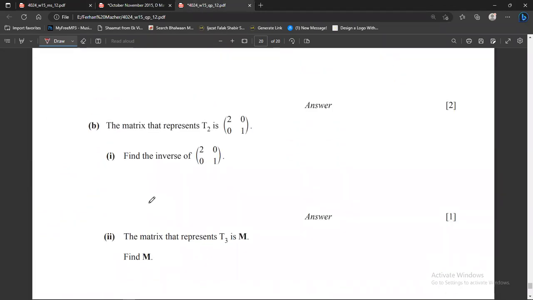Then their question is: the matrix that represents T2 is 2, 0, 0, 1. Find the inverse of it. If you want to find the inverse of any 2 by 2 matrix, the method is very simple. You find its determinant, then you find its adjoint, then its inverse will be 1 by determinant into adjoint.